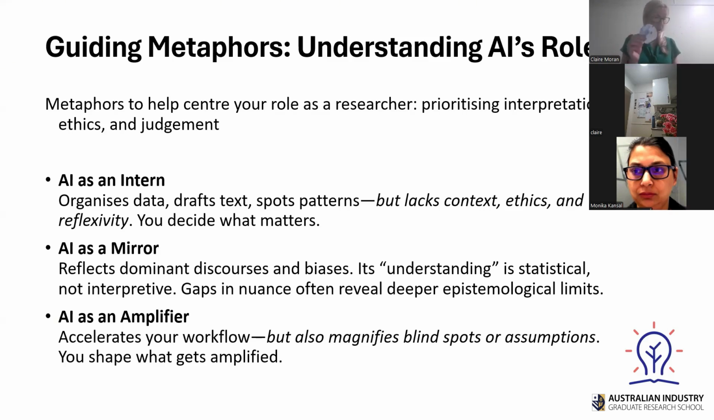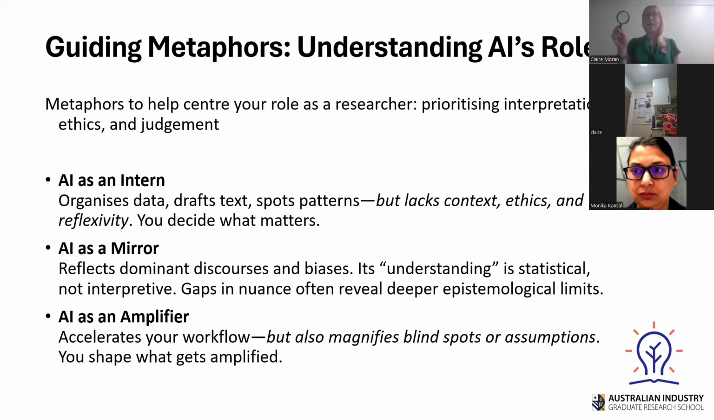But thinking about AI as a mirror, okay. So what it's basically doing is it is reflecting back. And so let's say, for example, if you have set up a system prompt in, say, ChatGPT, or you're using a particular thread, you've given it information. What it's going to do is it's going to, one, reflect back to you what you've given it, but more broadly, it's going to reflect back dominant discourses and biases. Okay. So again, remembering it is not understanding.